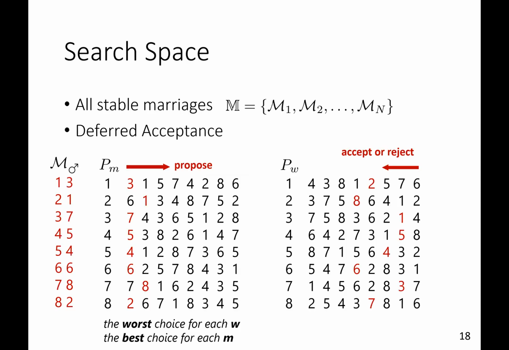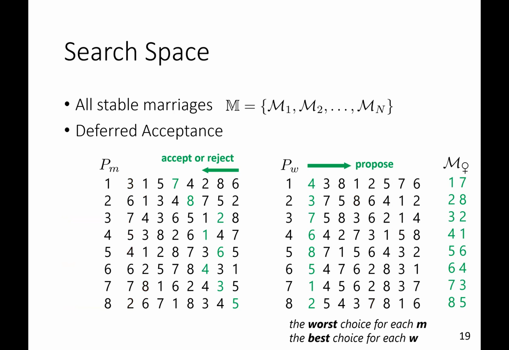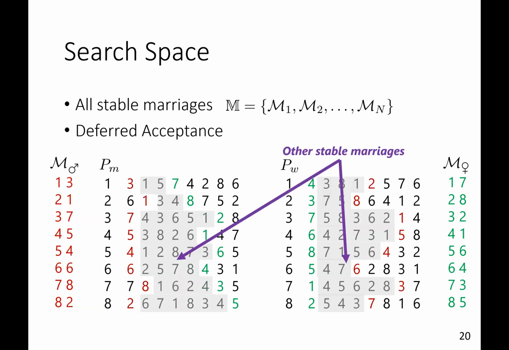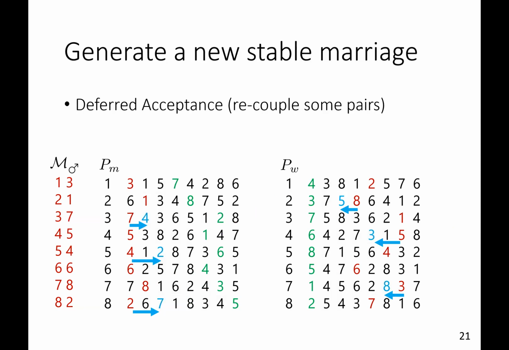Let's use a toy example to explain the structure of stable marriages and the search space. By the deferred acceptance algorithm, we can have the male optimal stable marriage and the female optimal stable marriage. Other stable marriages appear in the gray area in the preference list. Continuing to apply the deferred acceptance algorithm, shown in blue color, we can recouple some pairs and get a new stable marriage.